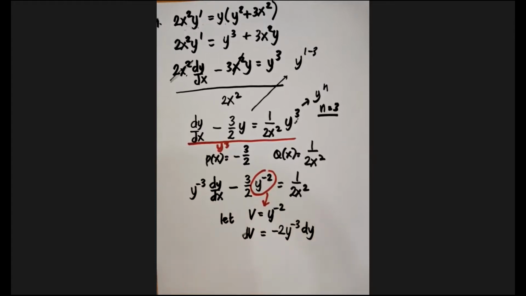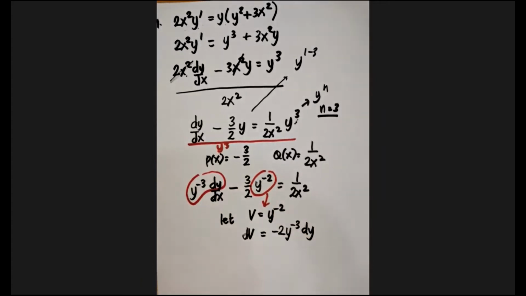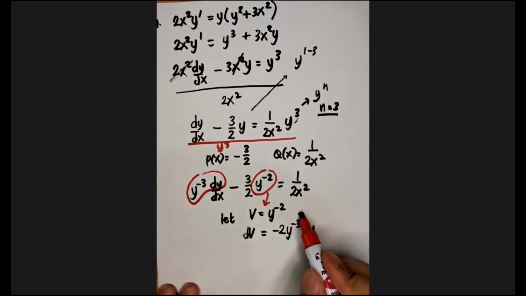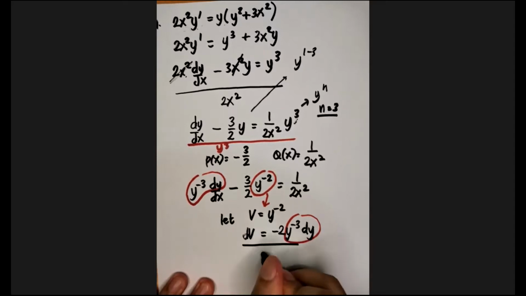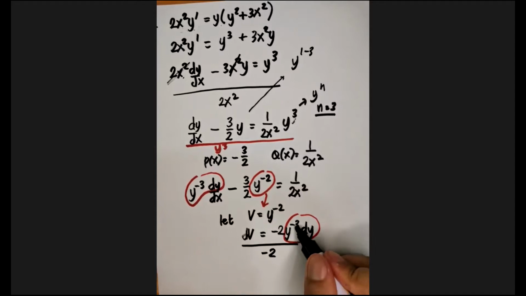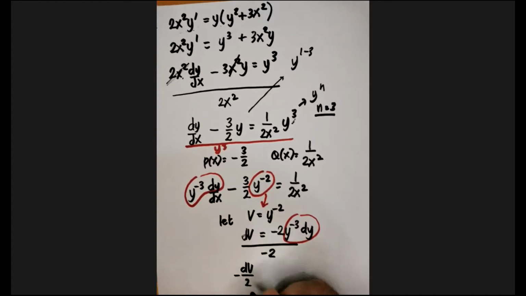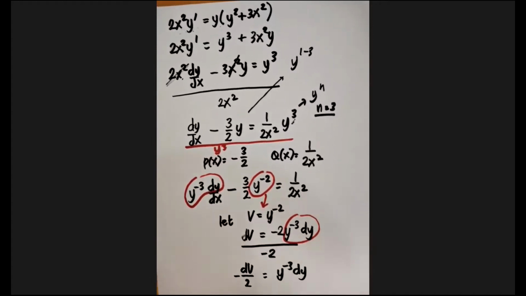Okay? And then, ang target natin is makuha natin yung y raised to negative 3 dy. So, ito yung kailangan nating makuha. Kaya, i-divide lang natin yung equation na negative 2, para lang mawala yung negative 2 dito, nakasama ng y raised to negative 3 dy. So, therefore, negative dv over 2 is equal to y raised to negative 3 dy.